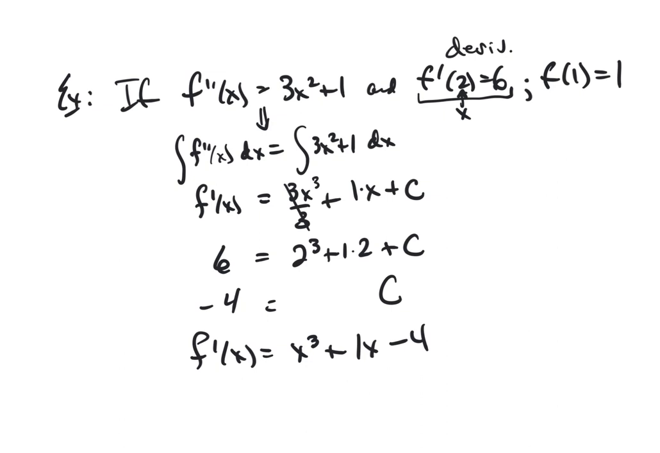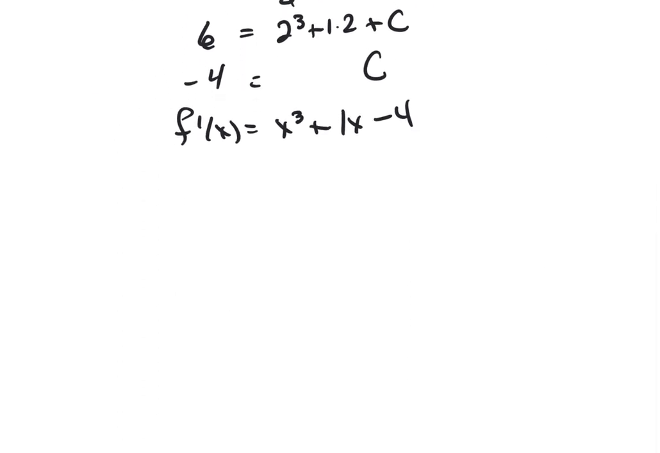So we've gone from the second derivative to the first derivative, so we're halfway home. Now we're going to move from the first derivative to the original function. So once again, we're going to integrate both sides with respect to x, because that's the variable that we're working with.